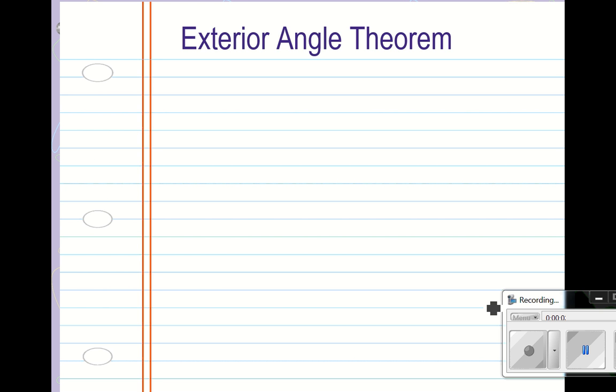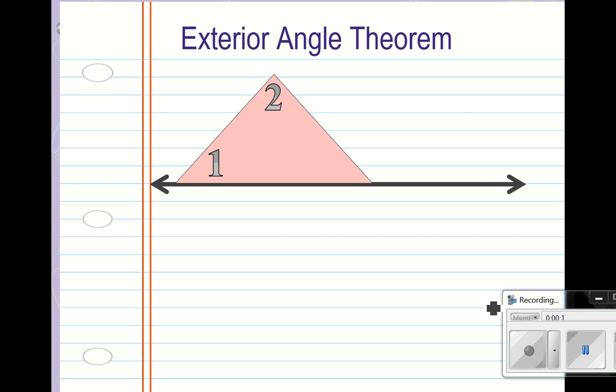Exterior angle theorem. So far we've been looking at the interior part of the triangle and its angles, and now we're going to look at the exterior, which is the outside angle. So this is what we've been looking at, and this is the image you're going to see now. If you notice, we now have the interior angles of the triangle, but then we also have the exterior angle because it's on the outside.